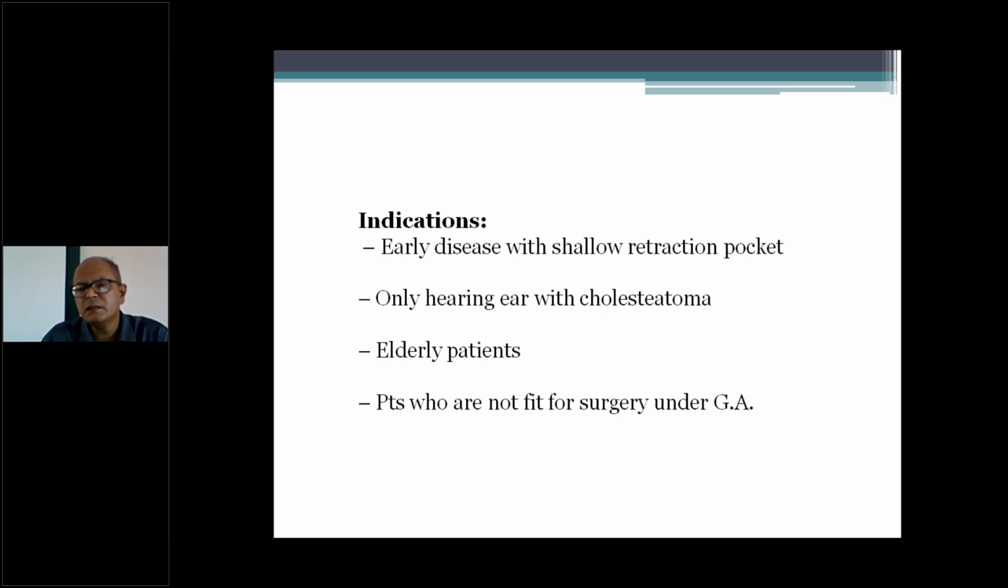And some books write that application of mitomycin C reduces the keratin debris turnover. But that is, I don't know, are any PG students there? Hello? Yes, sir. This application of mitomycin C.